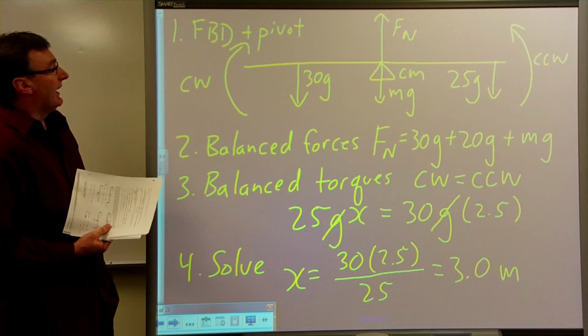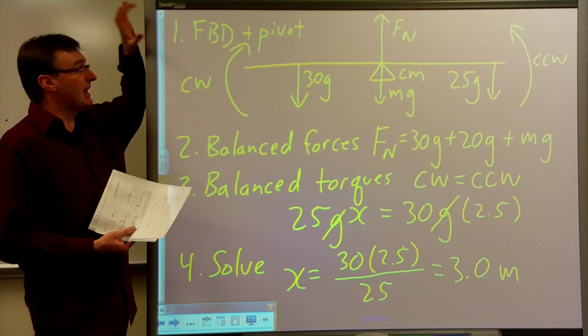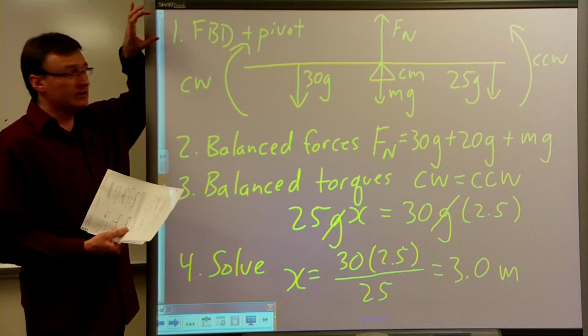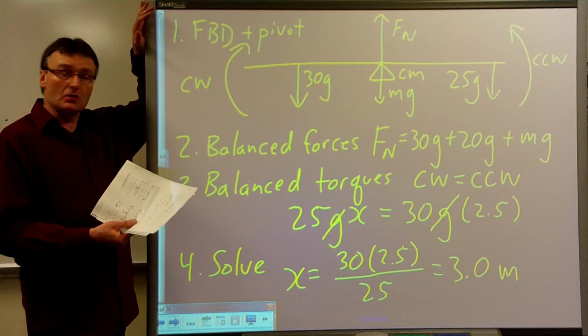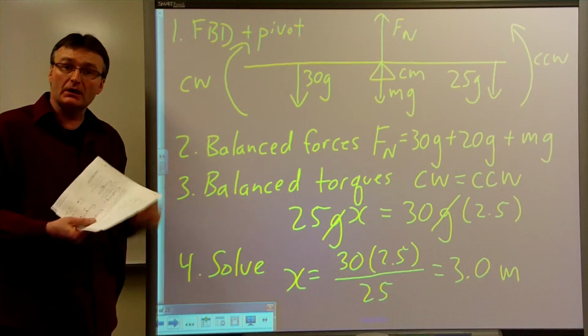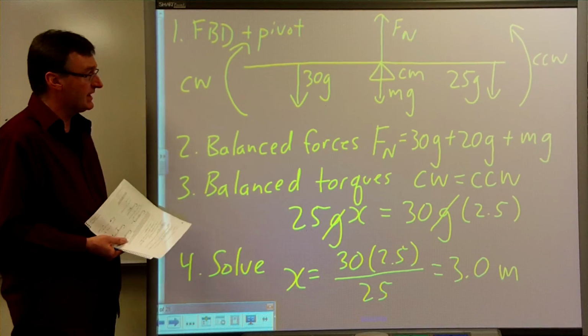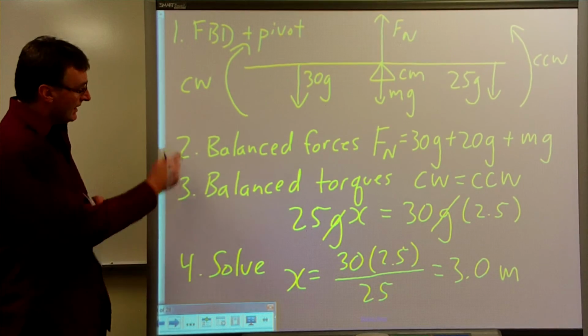And so here are your steps right here. Once again, draw your free body diagram, pick a pivot point, and usually make your pivot point one of the unknowns. In this case, it didn't really matter too much, but that will help you in the future when we look at more complicated types of problems. This was a fairly simple one.